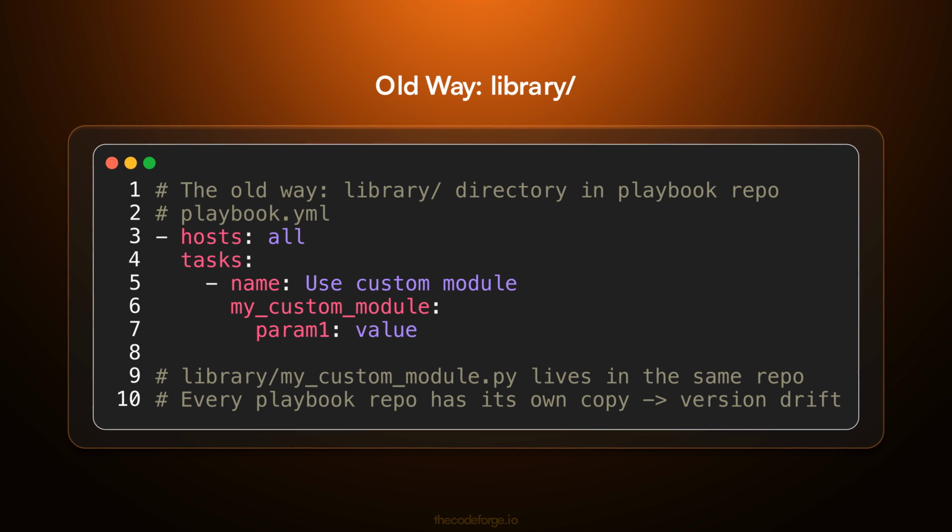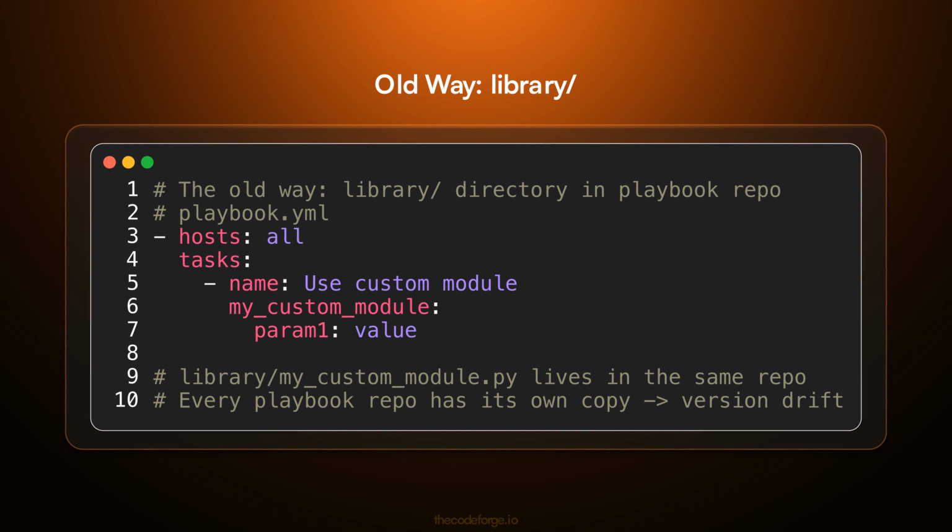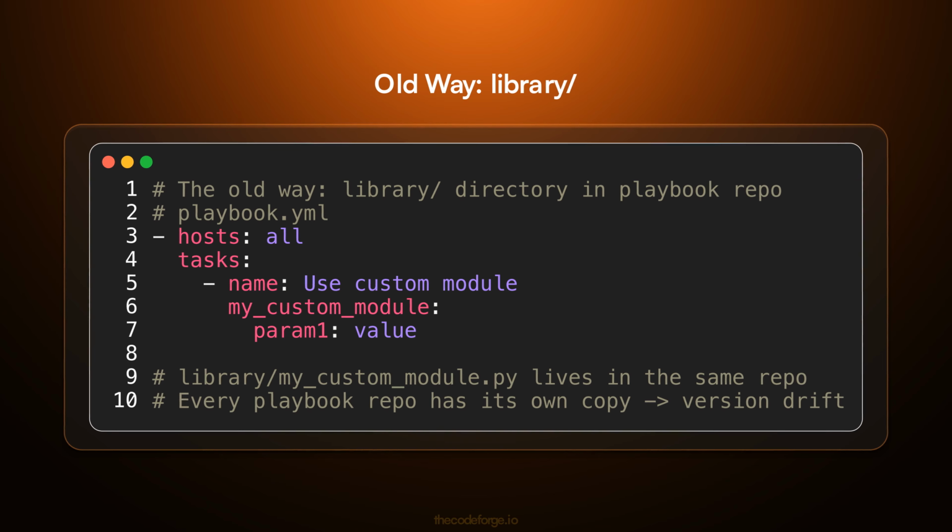Here's the old way, a library directory in the playbook repo. Every playbook repo has its own copy, leading to version drift. Never use library in a shared playbook repo. Collections are the only sane way to distribute custom modules.